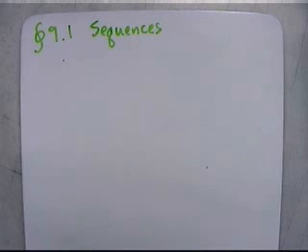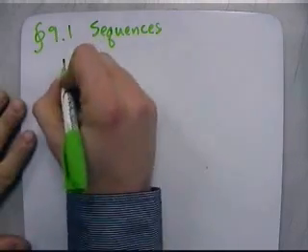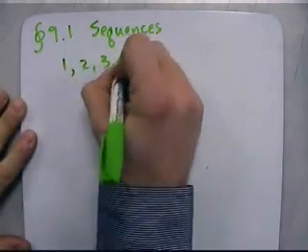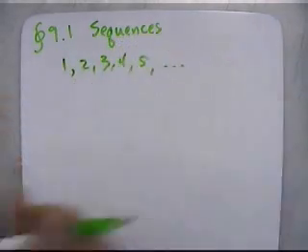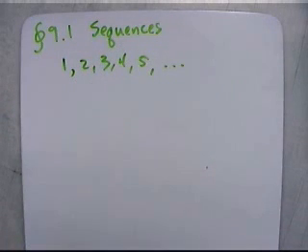The idea of sequences is some set of numbers that has some kind of pattern, some kind of order in it. So an example of a sequence would be 1, 2, 3, 4, 5, dot, dot, dot. Okay, so this is a sequence. Now there's a whole bunch of different kinds of sequences that are out there.